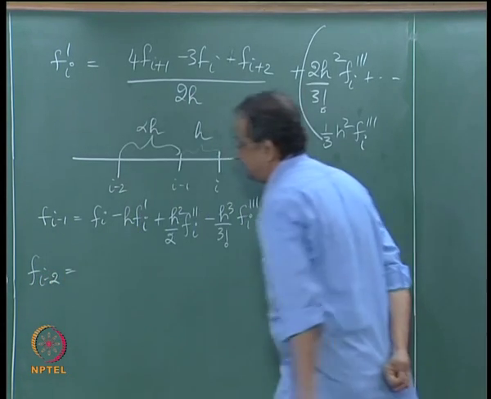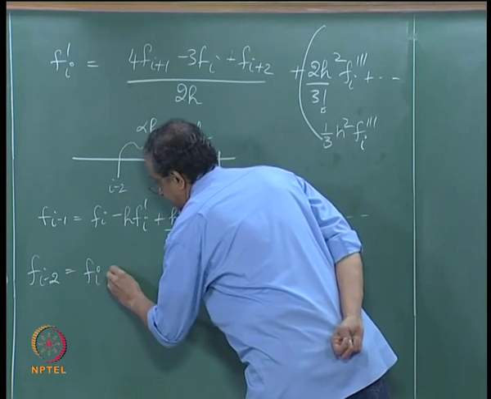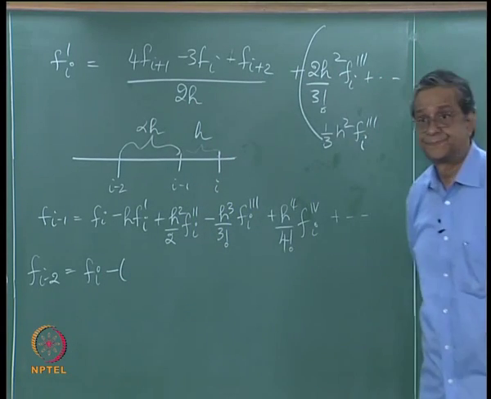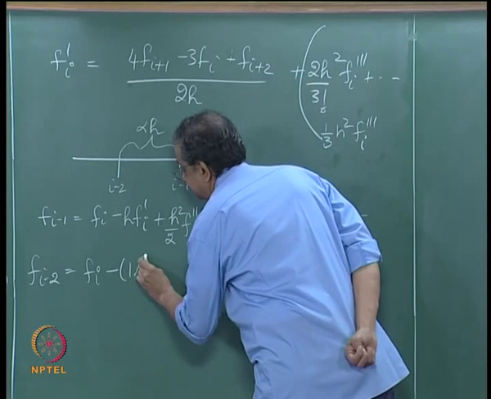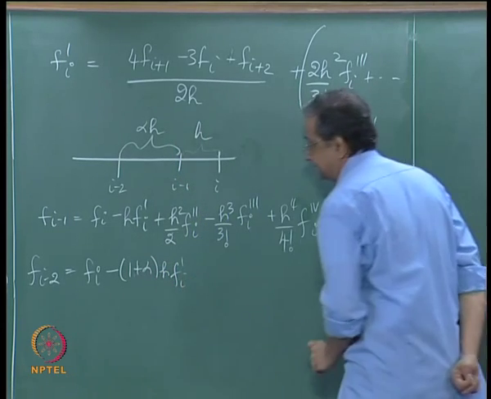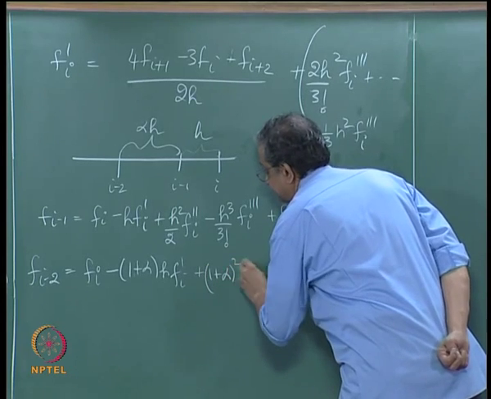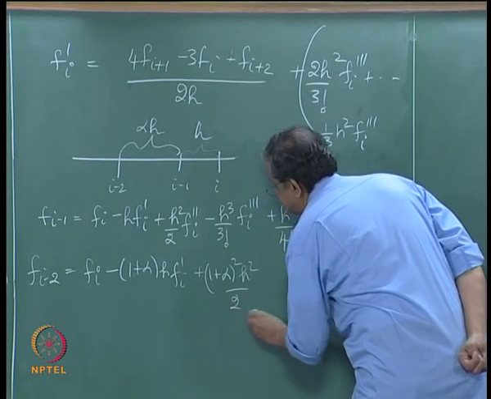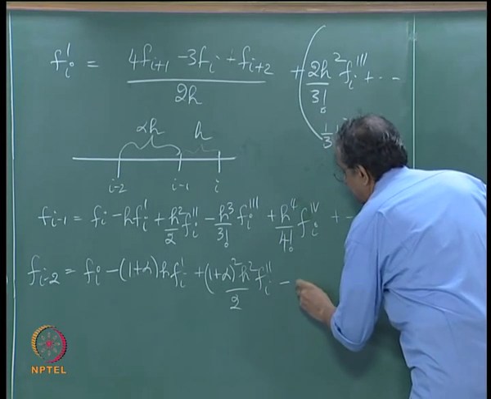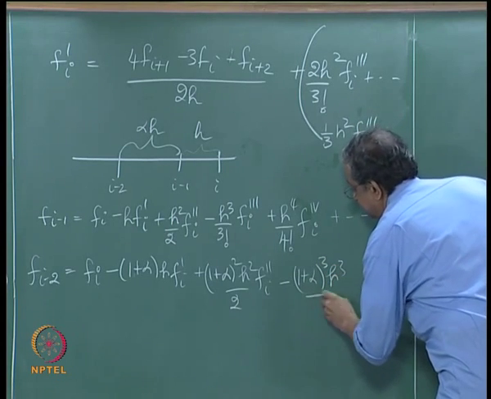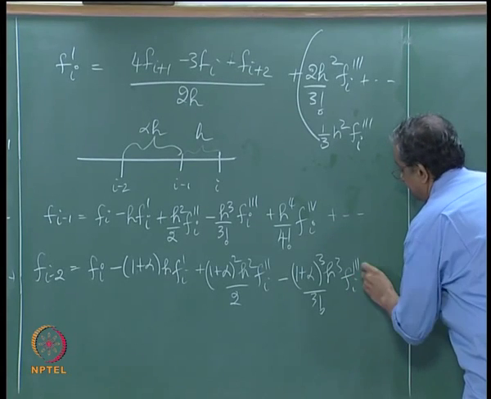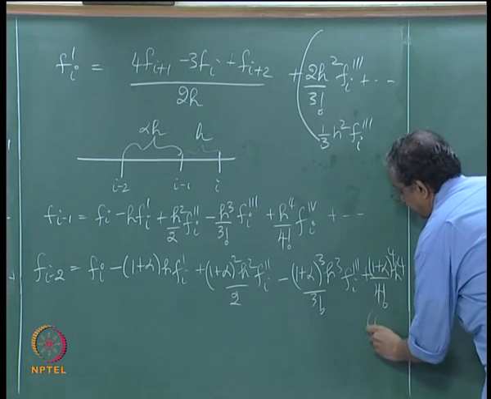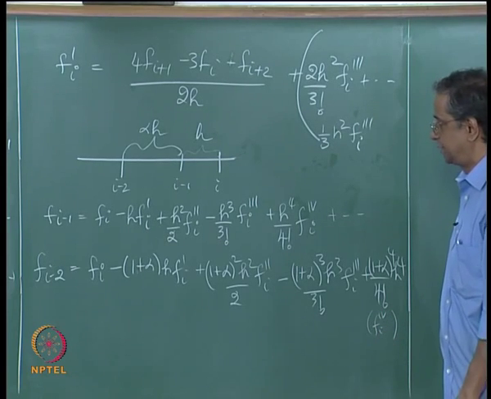F at I minus 2 is f at I minus, I am sorry, 1 plus alpha times h f prime at I plus 1 plus alpha whole squared, h squared by 2 factorial, the second derivative at I. So it is very clear, it is not that bad. Plus so on, right? 1 plus alpha to the power 4, 4 factorial h to the 4th, and that will be multiplying the 4th derivative. And you have all the other terms.